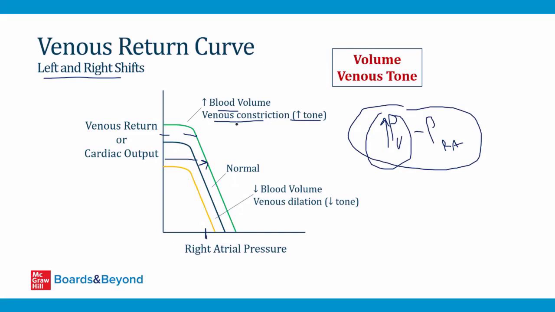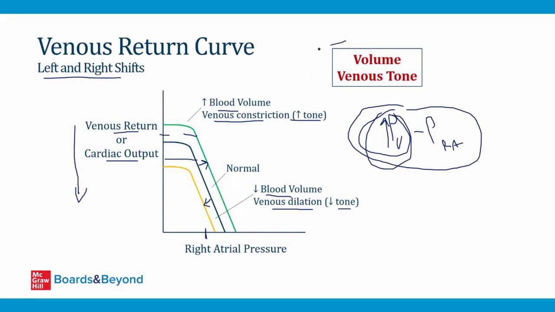The same thing happens if you constrict the veins. That increases this pressure right here. It puts pressure on that blood volume in the venous system, and that's going to raise the driving force for venous return and cardiac output. The opposite happens if you lose blood volume or there's venous dilation or a fall in tone. That would shift you from the black curve to the yellow curve here, so that for a given right atrial pressure, you would generate a lower venous return or cardiac output.